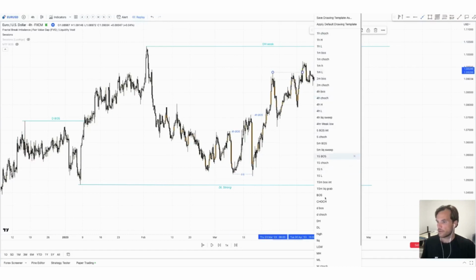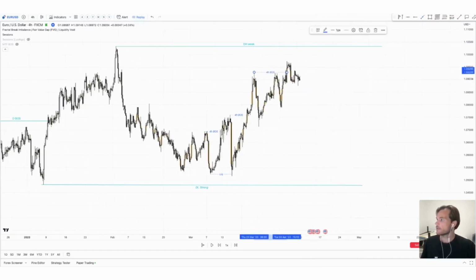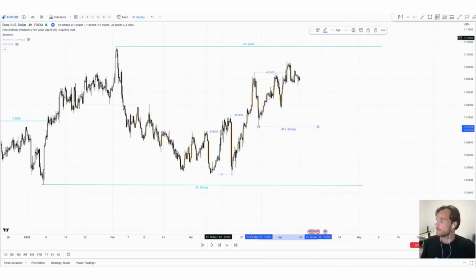4 hour break of structure. Yeah, so we actually got a new low. Our old 4 hour low was down here before we broke the structure, but when was that? Yeah, that happened last week. So we've now got our new 4 hour low, strong low, and our 4 hour high.